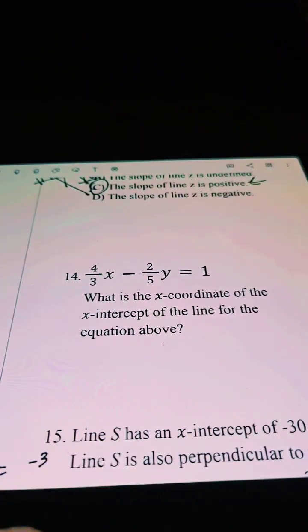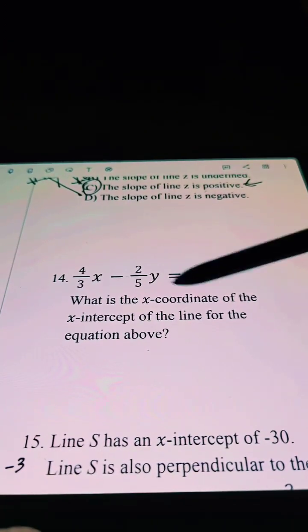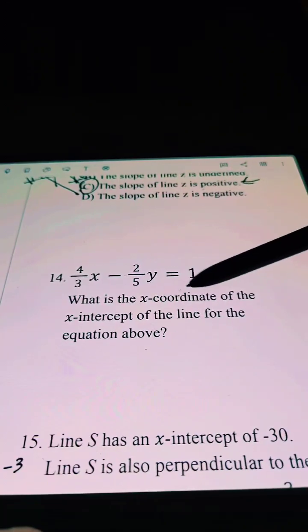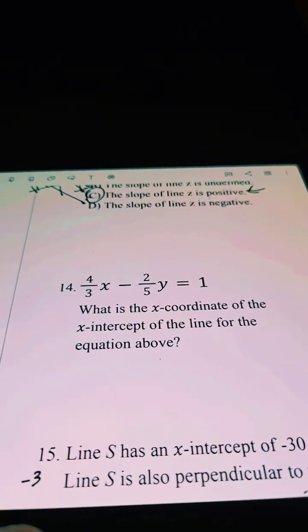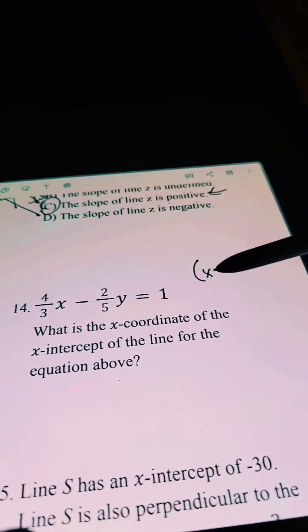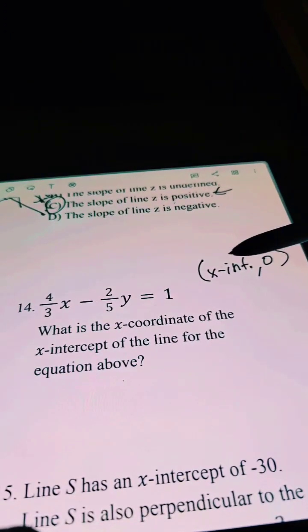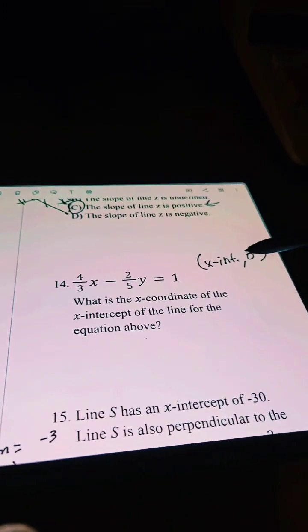Okay, there we go. So now let's go to number 14. For number 14, it's asking what is the x-coordinate of the x-intercept of the line for the equation above. So basically they want to know what x is for the x-intercept. Remember, if you think of the x-intercept as a point, it's x-intercept comma 0 for the y, like the x value when y is 0. So all we need to do is plug in 0 for y and solve for x. So that's what we'll do.